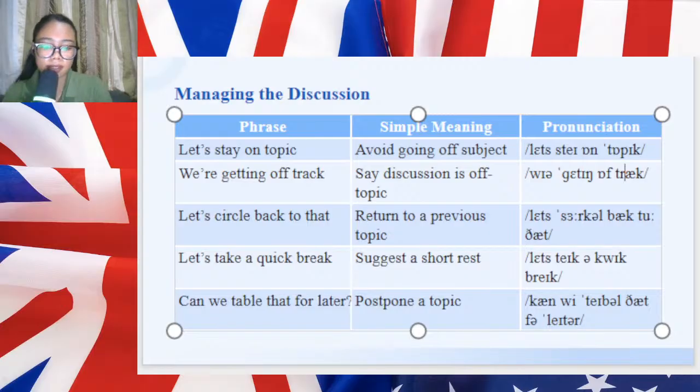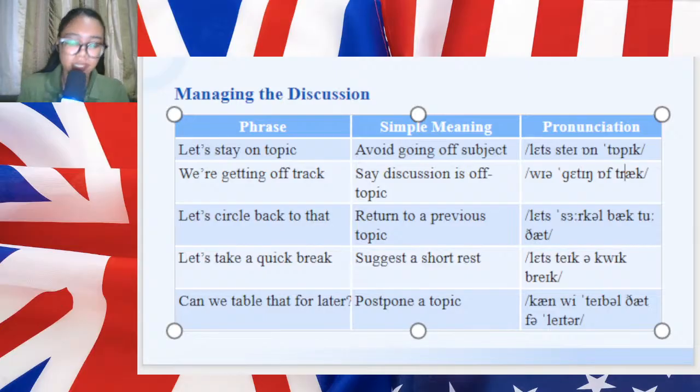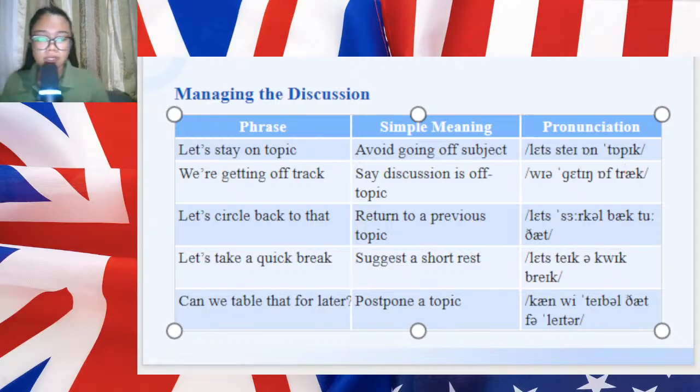Next phrase, we have, let's circle back to that. Let's circle back to that. You try to return to a previous topic. You are suggesting to return to the topic that was previously discussed.